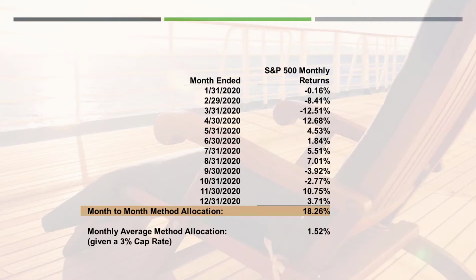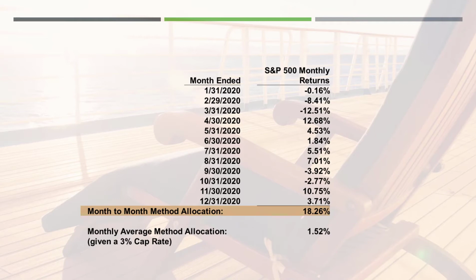Remember those monthly point-to-point and monthly averaging methods that I discussed in my video that talked about how gains are computed on a market index? Well, that's what we're going to talk about now, so let's get started. On this slide, I'm only demonstrating the calculation for 1 year.